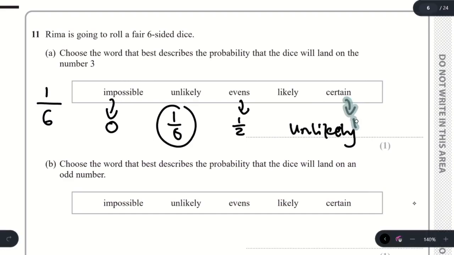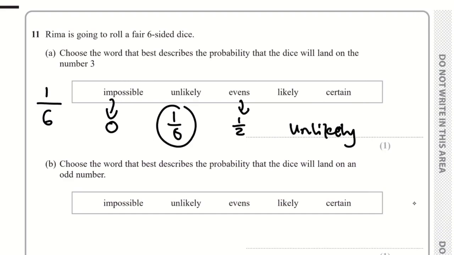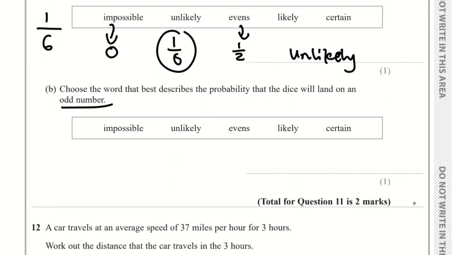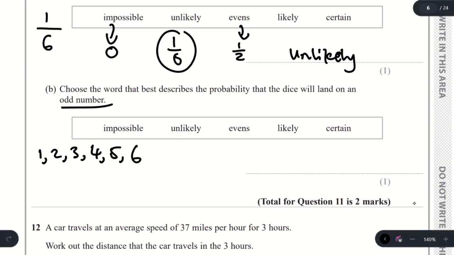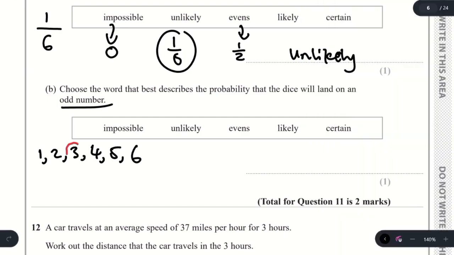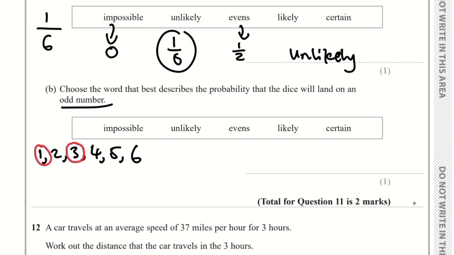Let me just take this off. The second part says, choose the word that best describes the probability that the dice will land on an odd number. So for an odd number, how many odd numbers do you have? Let me list all the numbers you have on the dice. 1, 2, 3, 4, 5, and 6. I should have done that in the first part, but it's still okay. Now, what are the odd numbers? 3 is an odd number, 1 is an odd number, and then 5.